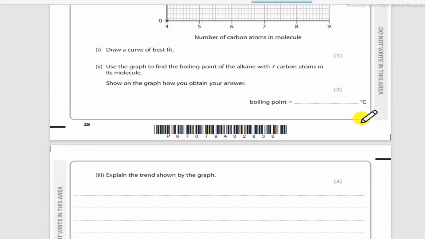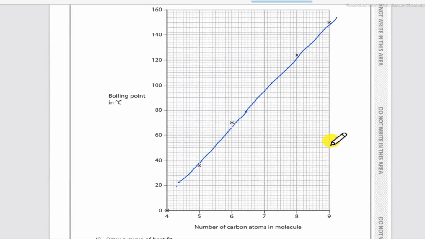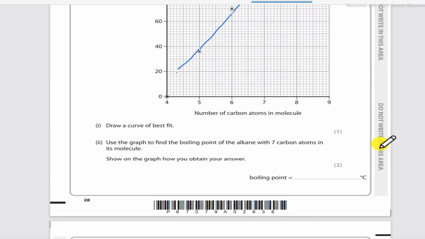Use the graph to find the boiling point of the alkane with 7 carbon atoms in the molecule. 7. About 97 degrees Celsius.